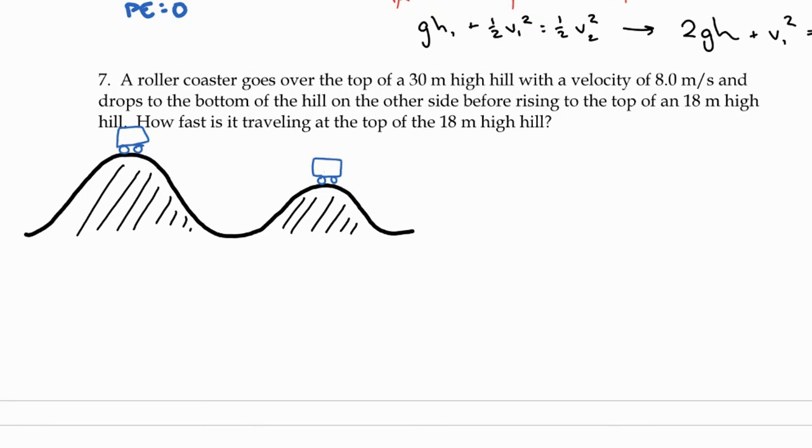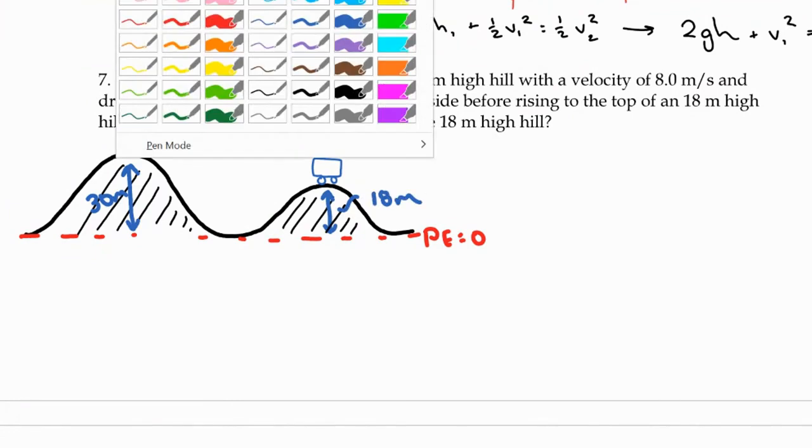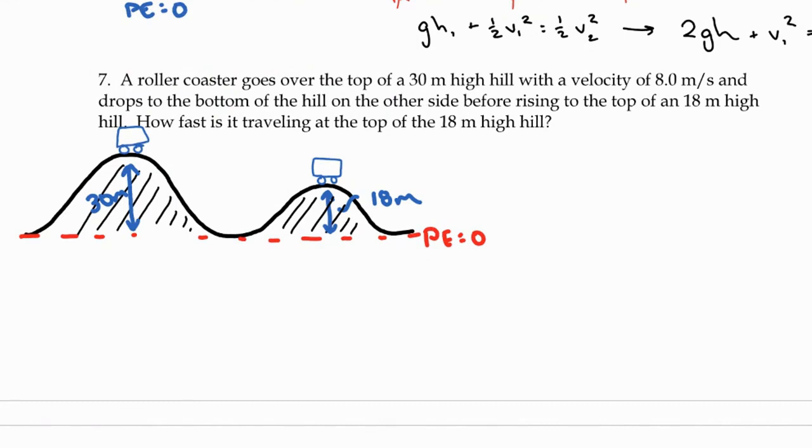Now there's a couple different approaches that I could take. I am going to choose to let the potential energy be 0 where I just drew it. That means the relative heights to that are going to be 30 meters for the first hill and 18 meters for the second hill. I also have a velocity that's given as 8 meters per second at position 1.